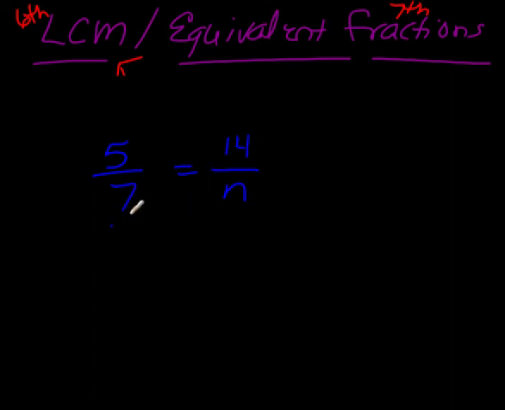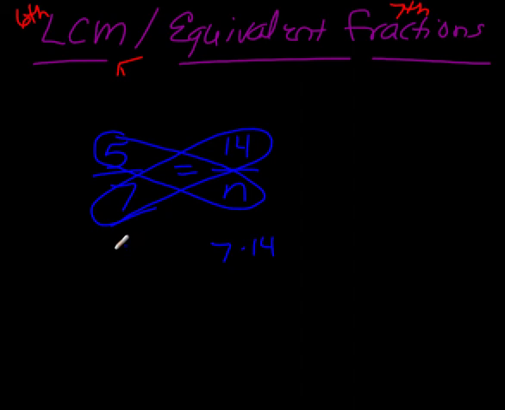All right, so I'm going to take the 7 and the 14, circle them. That's going to be 7 times 14. And now I'm going to take the 5 times the n, circle it, and that's going to be 5 times n. Put my equal sign in between. Alrighty, now, first we start off with the 7 times the 14. What is 7 times 14? 7 times 14 is 98. We have 5 times n.